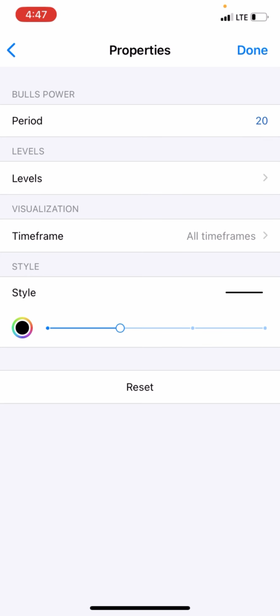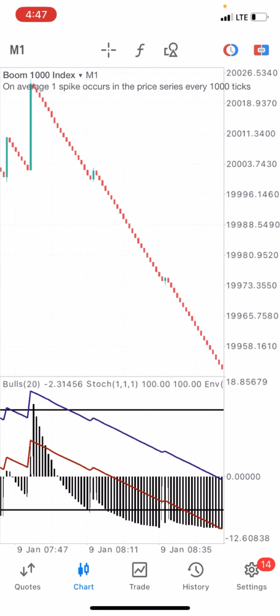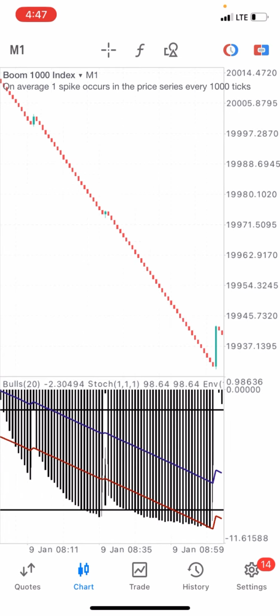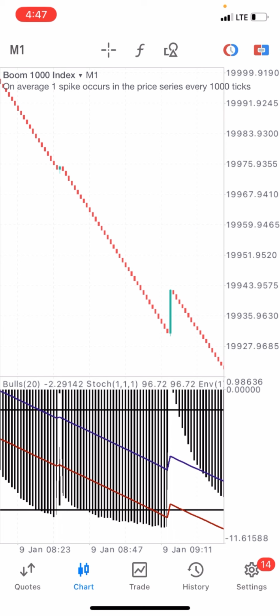The only place you are going to change anything is for the styling, where you will have to use a color that will pop on your screen. My charts' background is white, that's why I'm using black color, so it will really come out. Click done when you're done with that, and you will have the bull's power indicator running on your indicator window. The black lines that are running across the indicator window are my bull's power indicator.